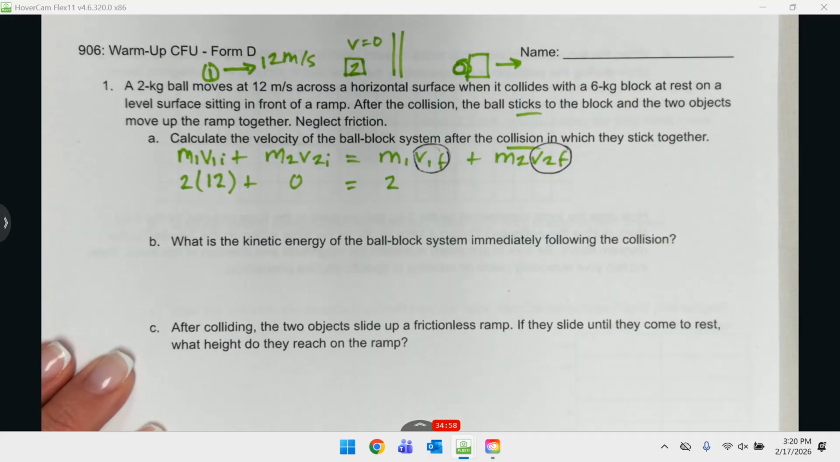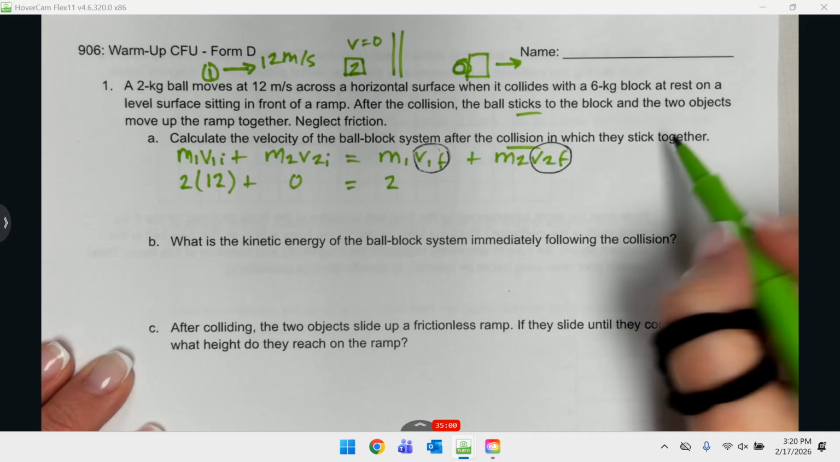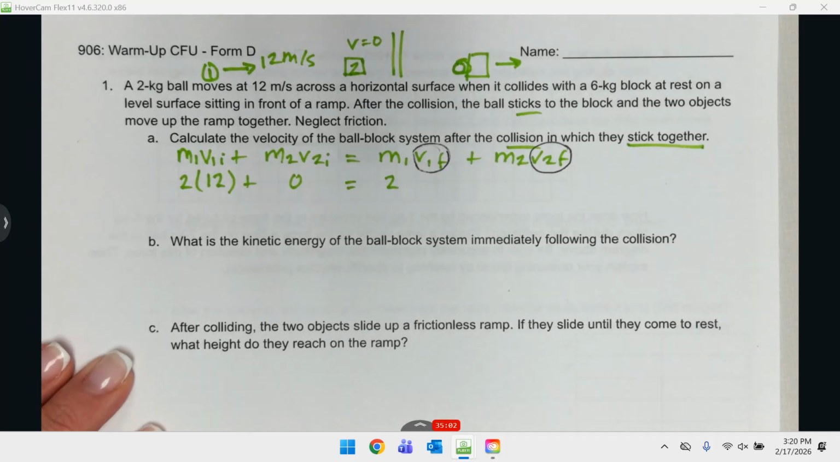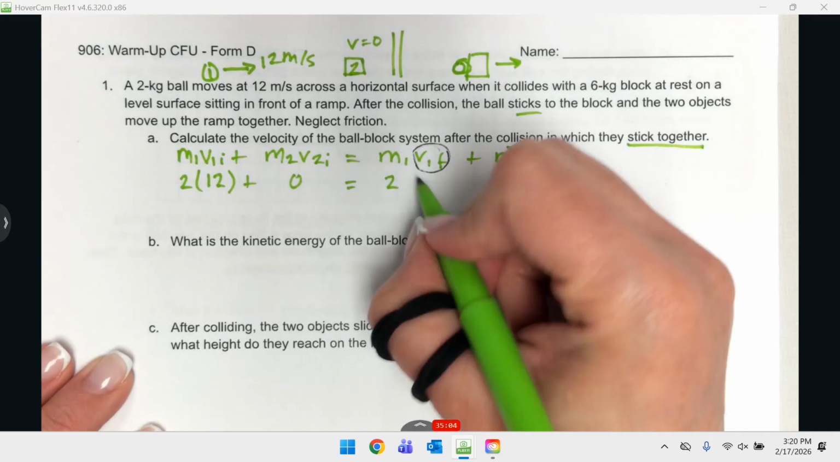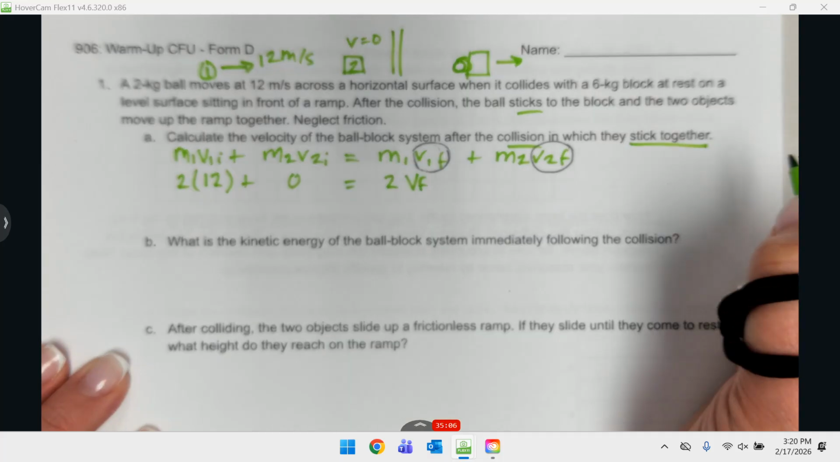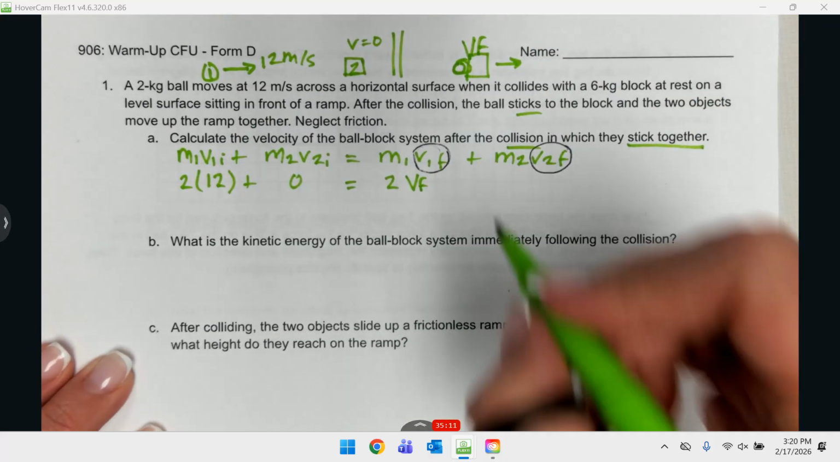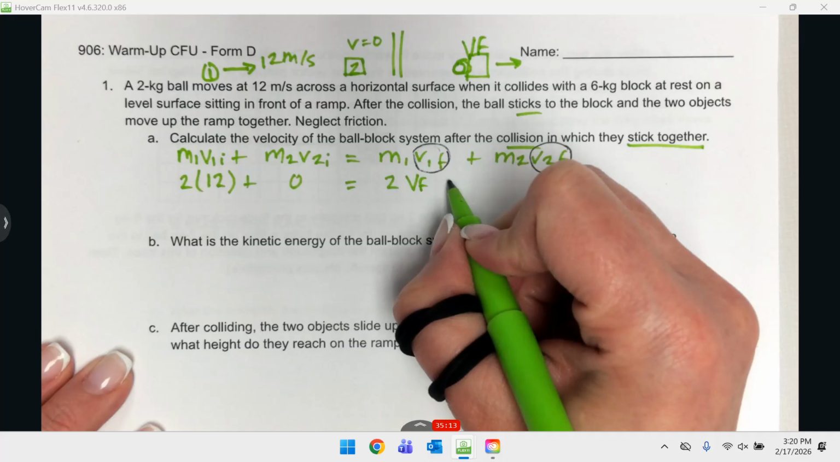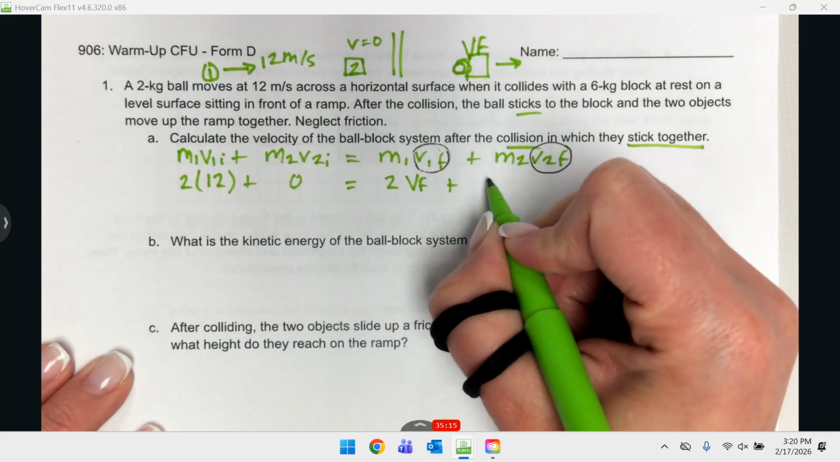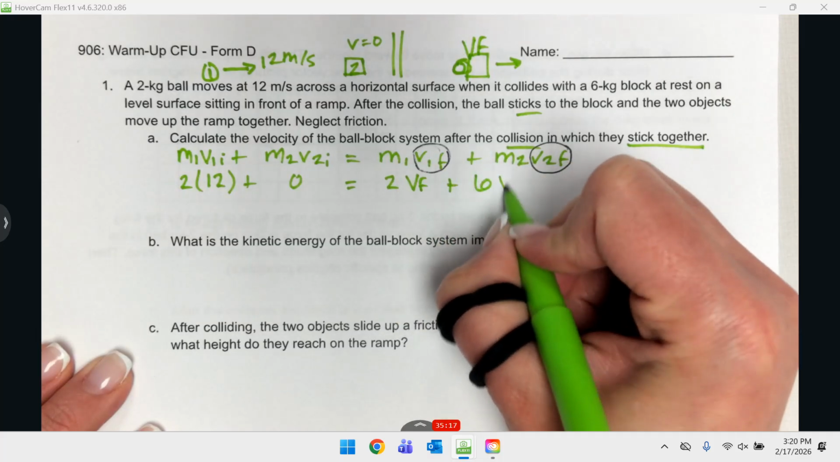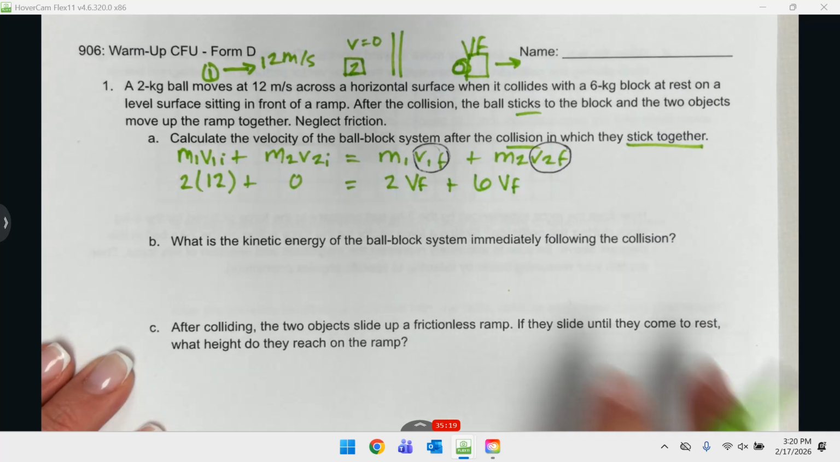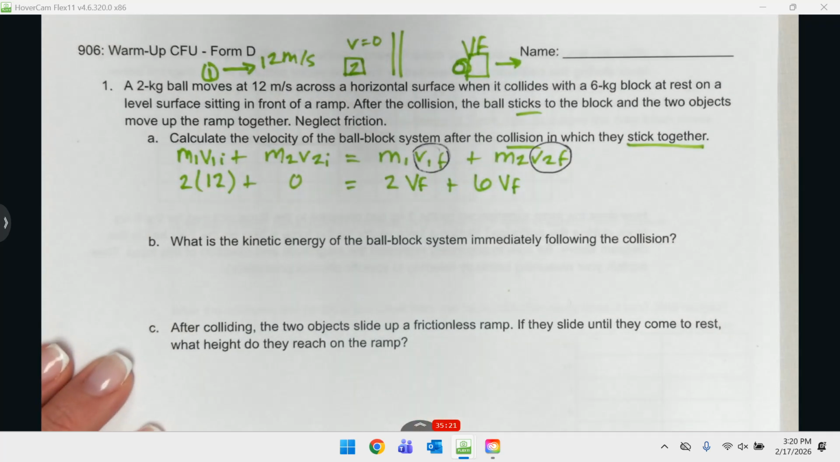However fast one is moving, they're both moving in a stick together. That's kind of the shortcut for this. So instead of calling it V1F and V2F, I'm just going to call this VF because it is a shared final velocity. There's not a 1 and a 2 anymore. They're stuck together. Plus, my second object's mass was 6, and it also is moving at VF, which makes these like terms, which means you can add them. 2VF plus 6VF, I can add that.